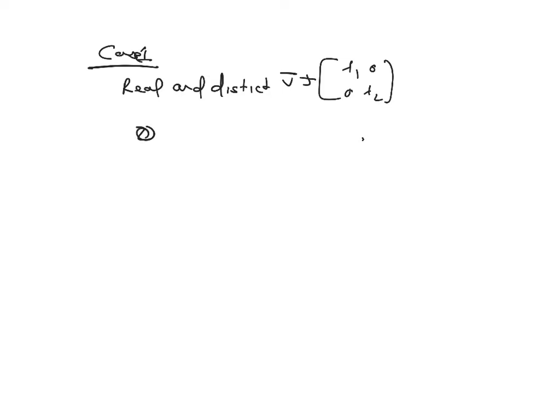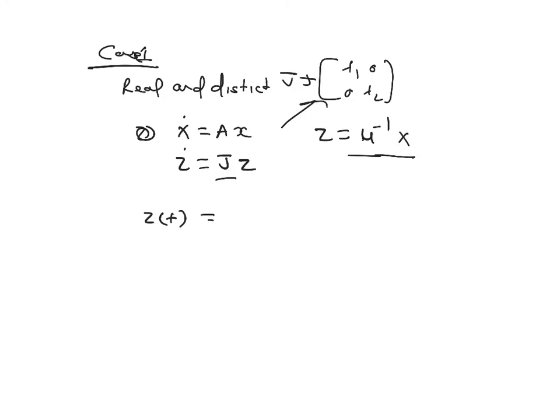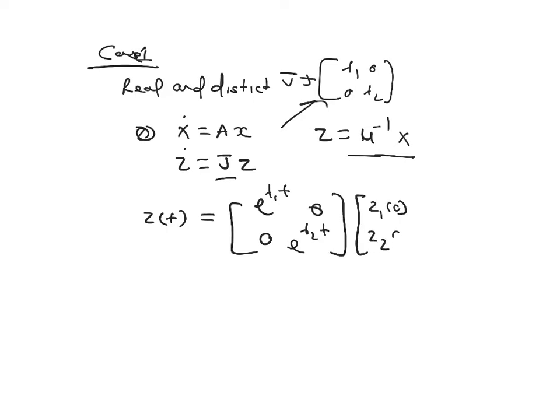So your X dot equals AX, right? And Z dot equals JZ, where Z equals mu inverse X. So remember this is J, not A. So we are first dealing with the diagonalized form. We want to see how the diagonalized solution looks. Basically it's a rotation matrix. You rotate it in the direction of Z1 and Z2, right? So the solution looks like this: Z(t) will be e to the power lambda 1 t, 0, 0, e to the power lambda 2 t, into Z1(0), Z2(0). So the solution will be what?